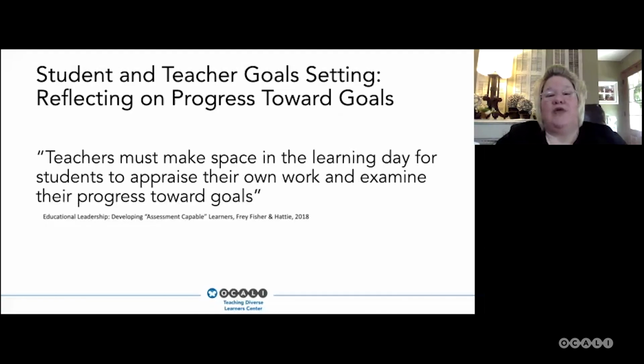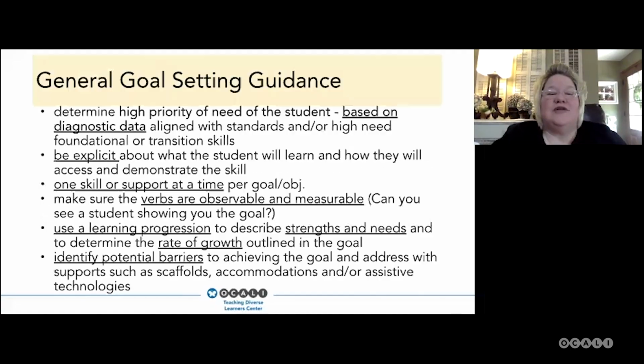So we want to think about goals or setting them from a teacher perspective and from a student perspective. And what does it really take to track our progress and set a really good goal so we know exactly what we're looking for, how we would measure it, how much time we have to complete that goal, et cetera.